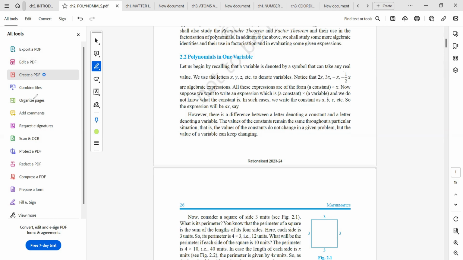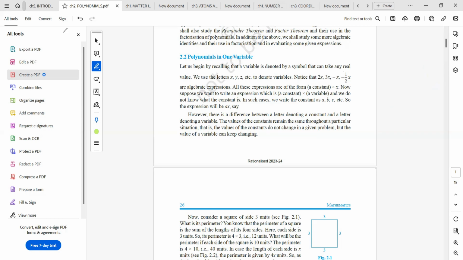But the only thing is that this power should be a whole number. I pick x to the power 1, 1 is a whole number. X to the power 2 is a whole number. Even x to the power 0 is a whole number. But if you have x to the power 1 by 2 or minus 1 by 2, then we do not call it a polynomial because the power is not a whole number, right? Always remember that this power should be a whole number. Clear? That defines a polynomial.